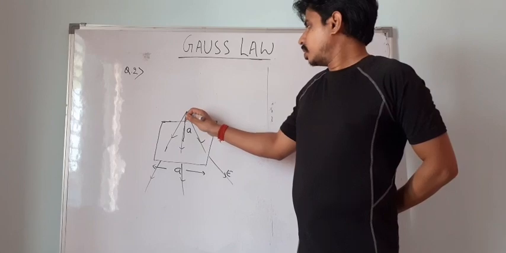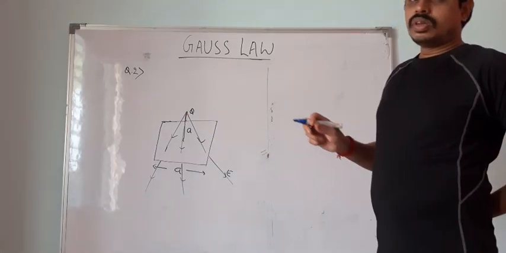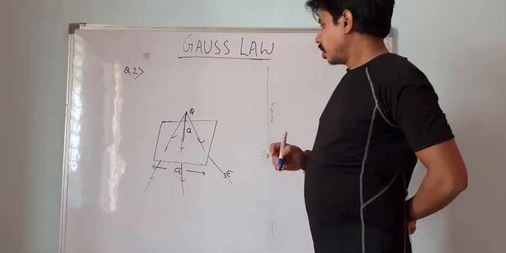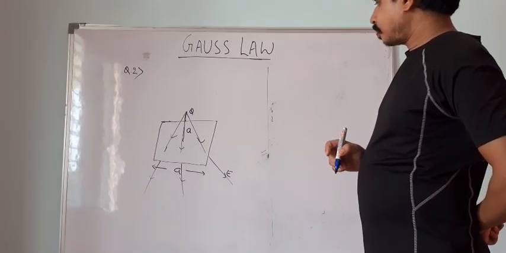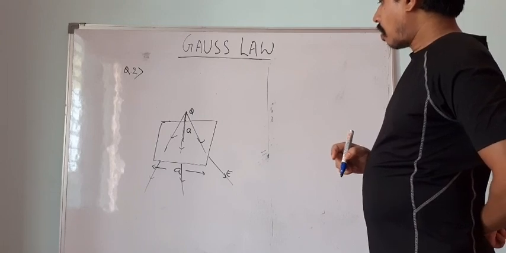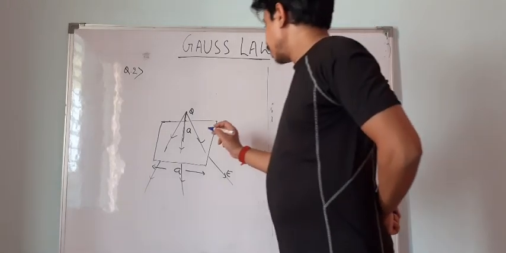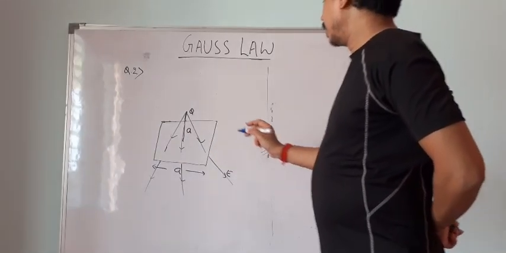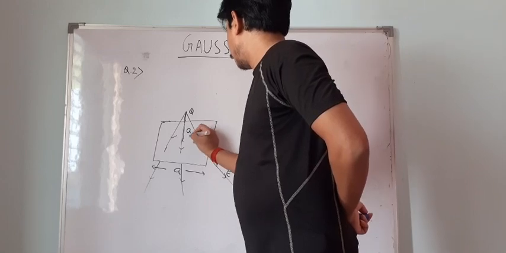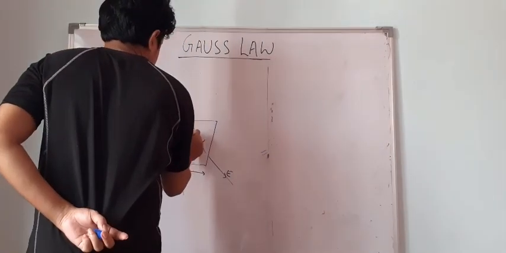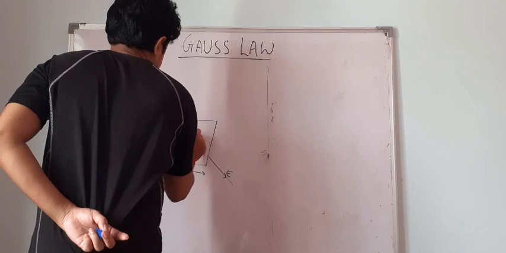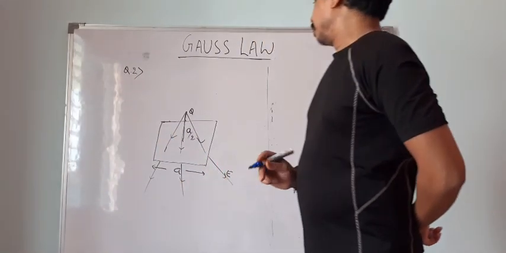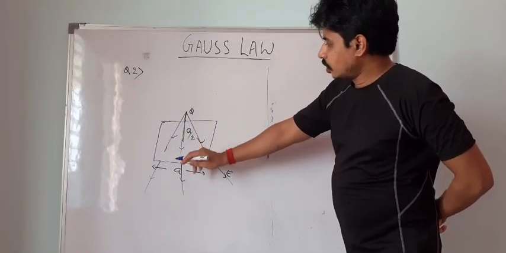So the placement of charge must be symmetric. Then only this method can help. So I do one thing, make it a by 2. Suppose this is a by 2. Make it a by 2. Then only it will be symmetric. Then I will do what?